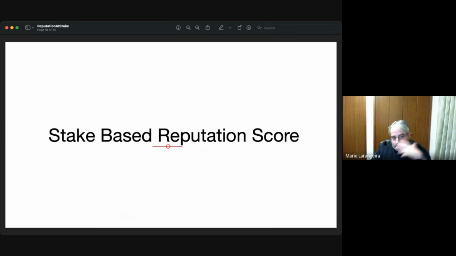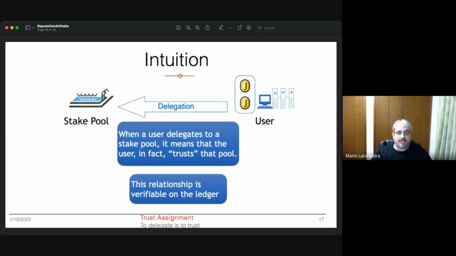So, how would this look? Here is the intuition. Remember that we have the stake pool from the beginning, and you have the user, and it delegates, right? So the intuition here is that when a user delegates to a stake pool, it basically says, I trust this pool. And this relationship is verifiable in the ledger, because in Cardano, for example, when you do the delegation, you actually sign a certificate, and you post this certificate in the ledger. So there are two things here: you trust, and this relationship is visible, so everybody knows.